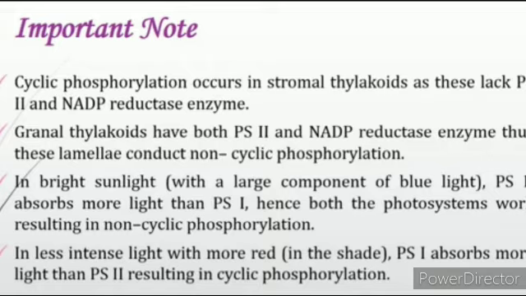Cyclic photophosphorylation: only PS1 works. The electron circulates within the photosystem. It happens in the stroma lamellae, a possible location because in this region PS2 and NADP reductase enzyme are absent. Hence, only ATP molecules are synthesized.